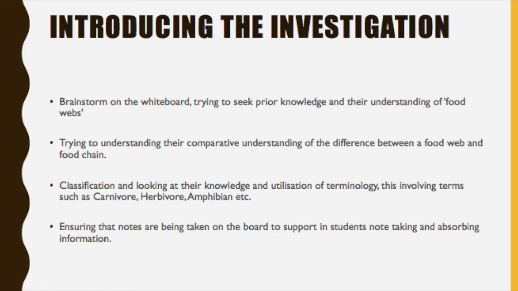Introducing the investigation involved brainstorming, utilising an interactive whiteboard, about what they know about food webs. I also asked students if they know how a food web may be different to a food chain. And then we also looked back at the possible categories as we sorted animals and plants into their specific categories. This included a herbivore and a carnivore, or a fish and a mammal. Then I put everything onto the whiteboard and asked students to refer back to their notes.